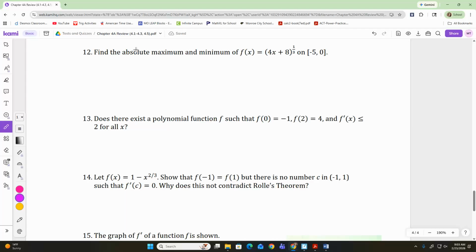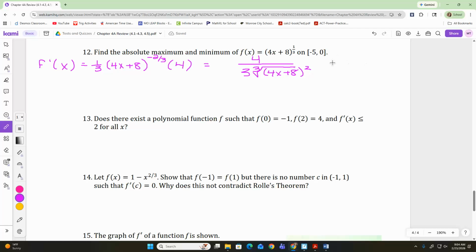Number 12, the absolute max and min. So first we have to find our critical points. Critical points are anywhere the derivative is 0 or undefined. So if we do the derivative, the 1/3 comes down, inside stays the same, subtract 1 from the power, times derivative of the inside. So you could write this as 4 over 3, a negative 2/3 power, that's the cube root of 4x plus 8 squared on the bottom.